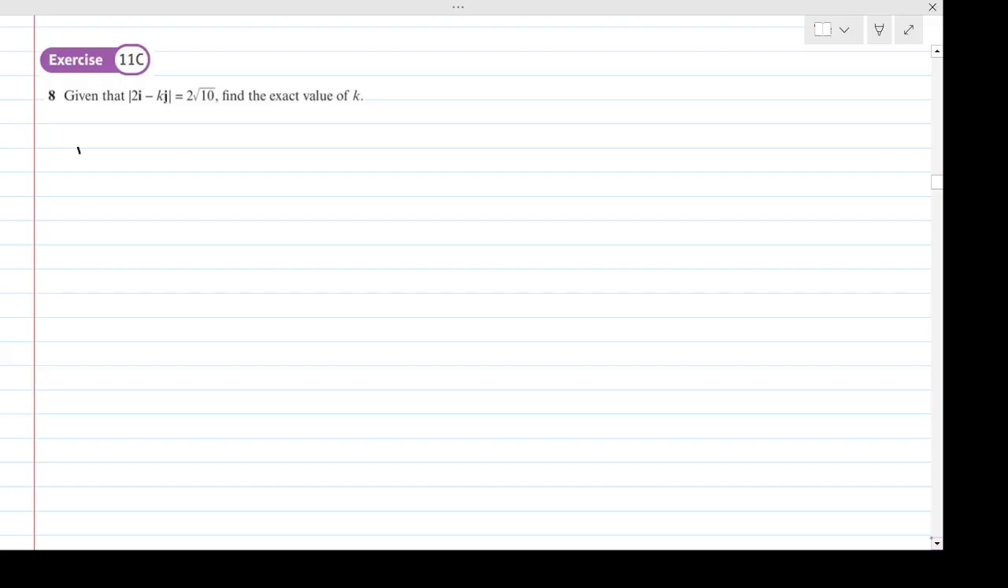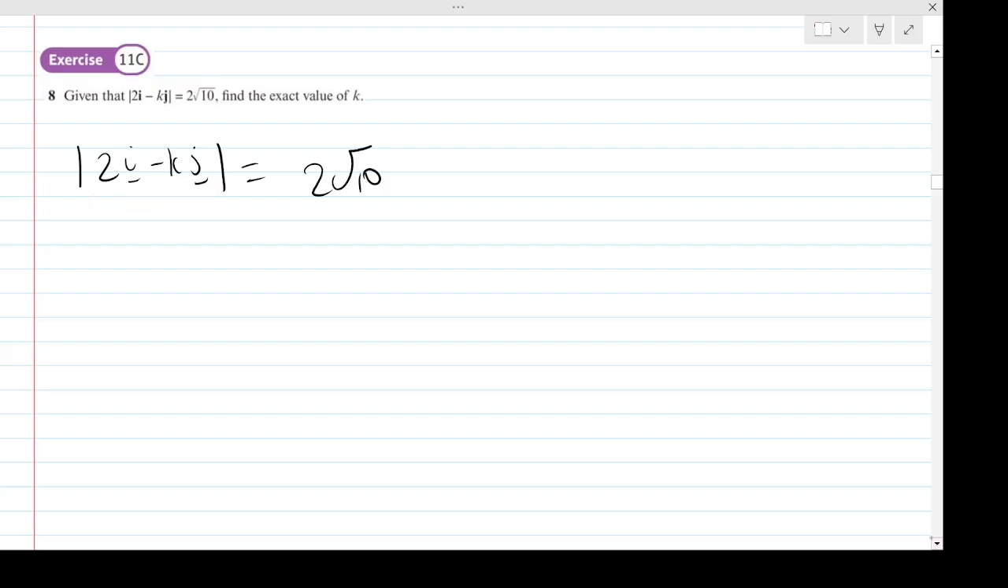So we're told that the length of the vector 2i minus kj is 2 root 10, right? So the magnitude of that vector is 2 root 10. We need to find the value of k. So we're going to do the same sort of thing, right? We're going to treat it the same way as if k is just a number, right?